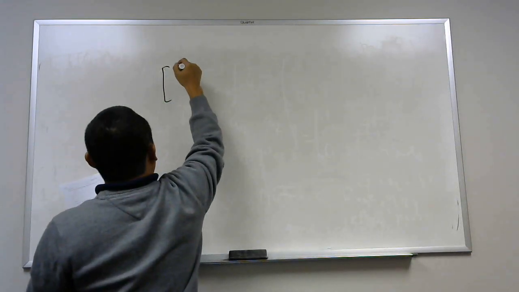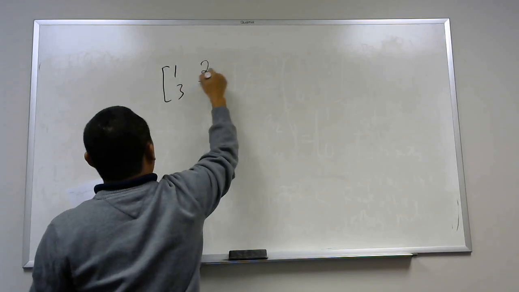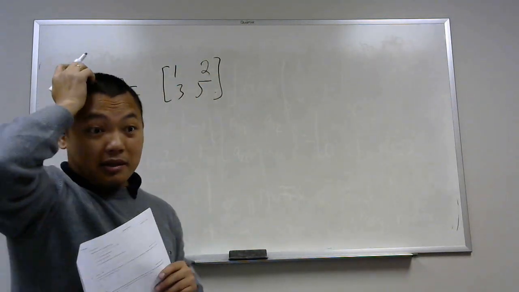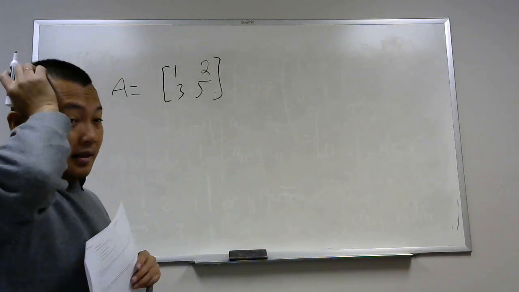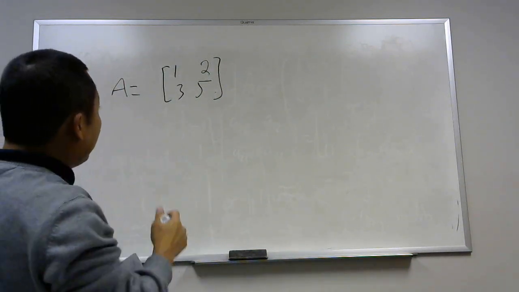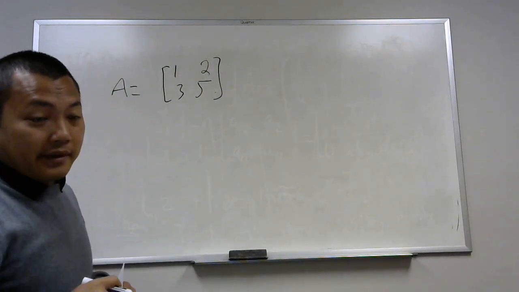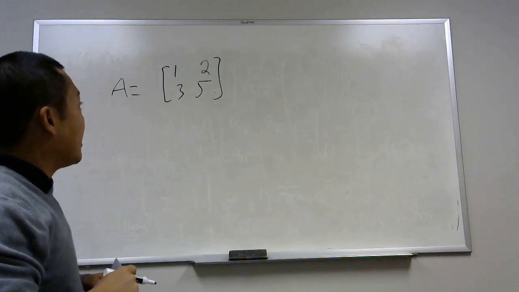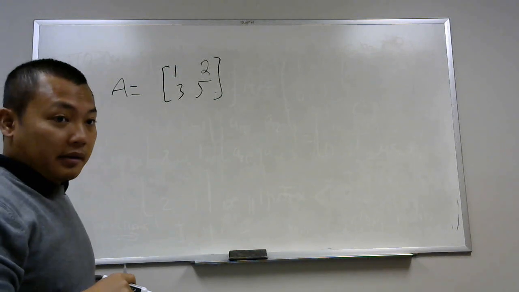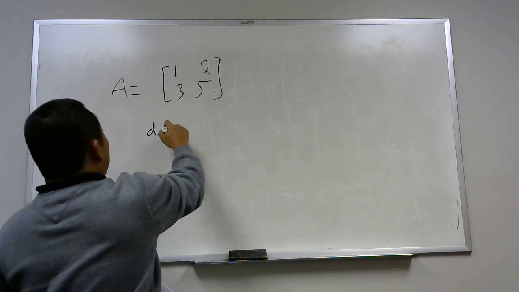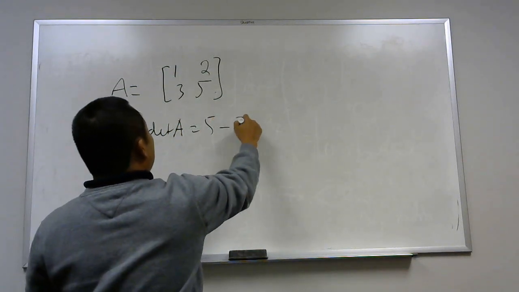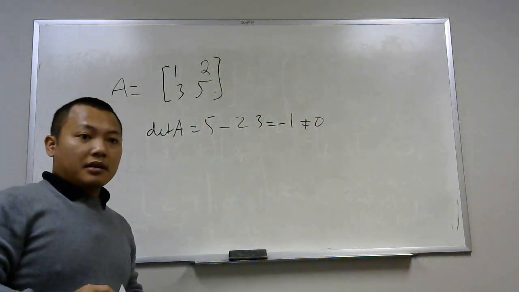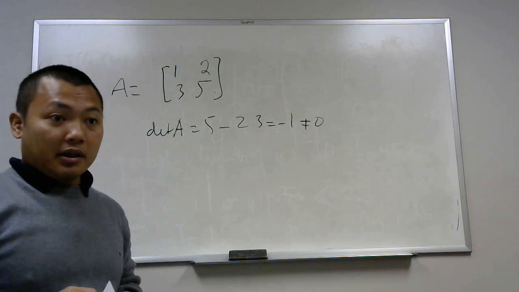This is pretty easy. 1, 2, 3, 5, right? So they ask us to find the inverse of this matrix if it exists. How to check if a square matrix is invertible or has an inverse? The easiest way is to check the determinant. So in this case, the determinant of A is 5 minus 2 times 3, which is -1. The determinant is not 0, which means A is invertible, right?